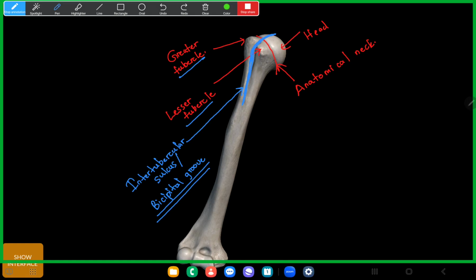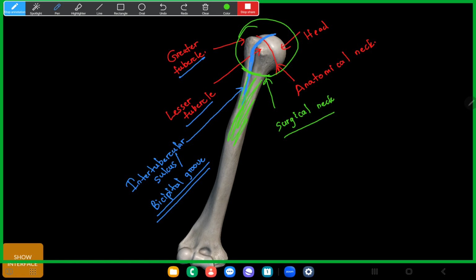There is another structure in the upper end of the humerus, that is the surgical neck. In this area, there is the surgical neck of the humerus. This surgical neck is the line which separates the upper end of the humerus from the shaft of the humerus. This is the shaft of the humerus. So, the surgical neck separates the upper end of the humerus from the shaft.